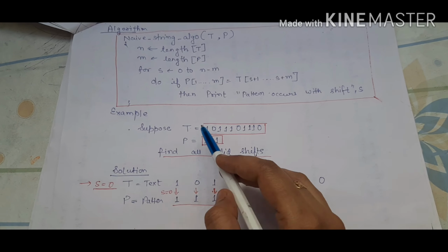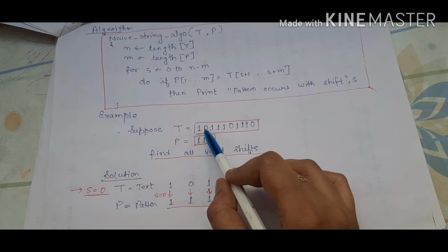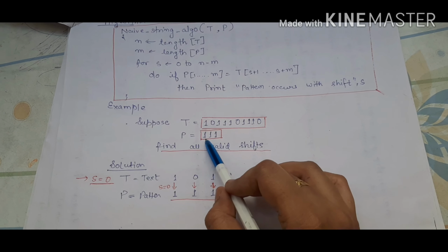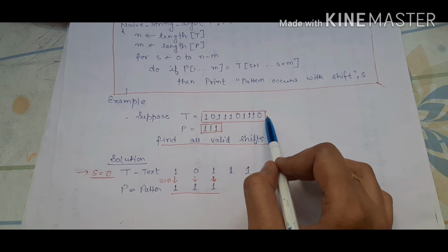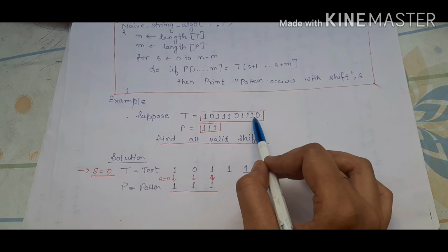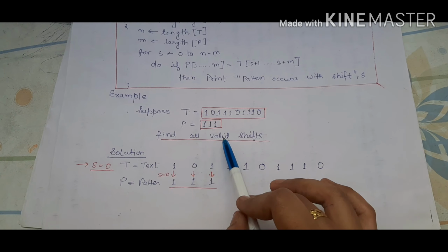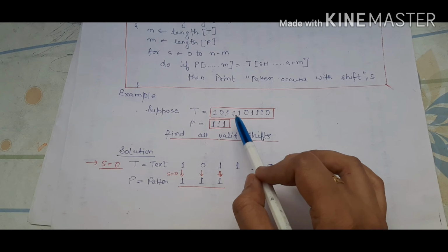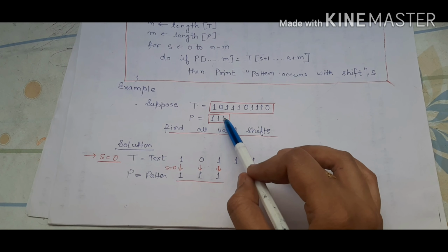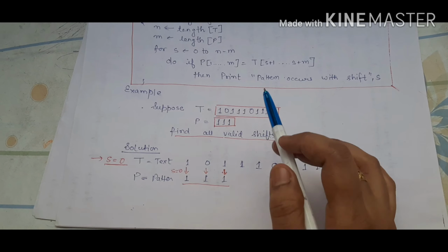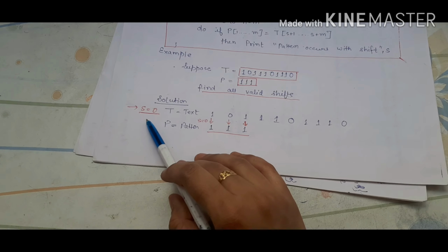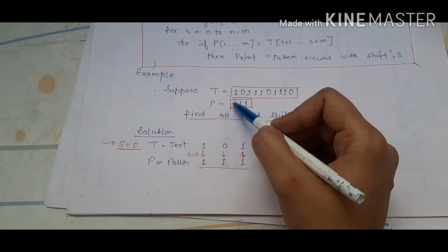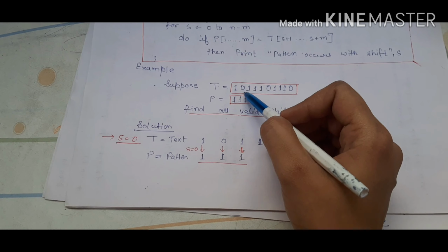So for example, the text is 10111011 and the pattern is 111. We have to find whether this pattern 111 exists in the text, and we also have to find all the valid shifts, meaning if the pattern is repeated in this text, then all the valid values for the occurrence of the pattern will be noted. So the solution: first of all, s equals 0, meaning we start comparing the text with the pattern, one by one.